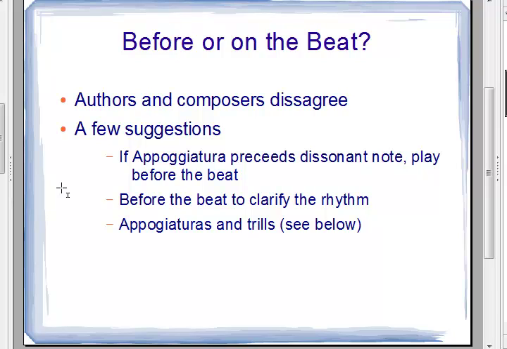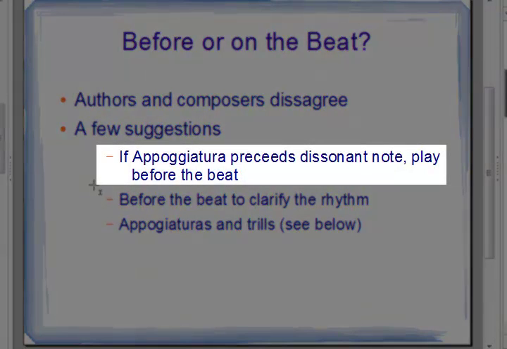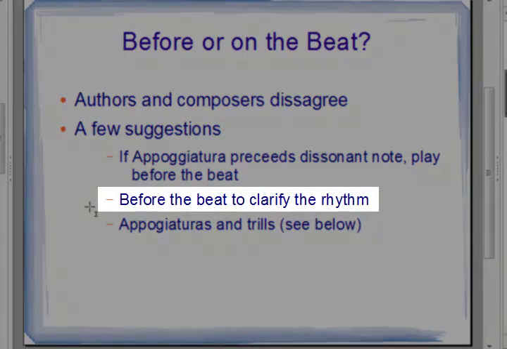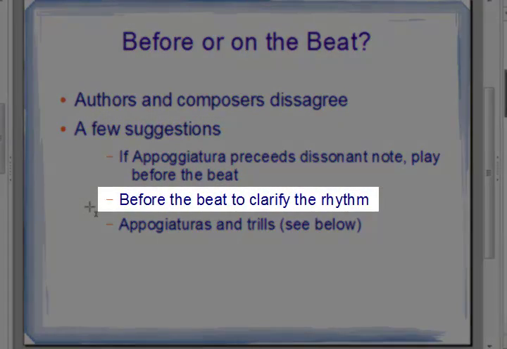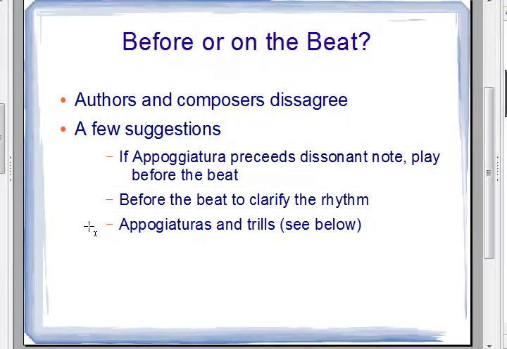Here's a few suggestions I have for you. If an Appoggiatura precedes a dissonant note, then I play it before the beat. I also play it before the beat if I need to clarify the rhythm, and I'll talk a little bit more about trills and their use with Appoggiaturas below.